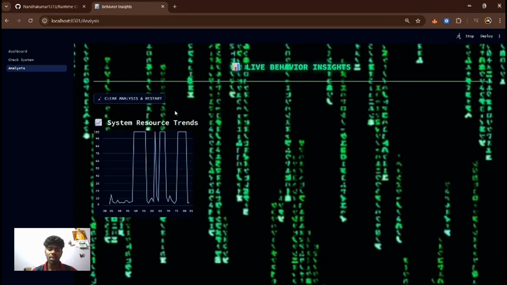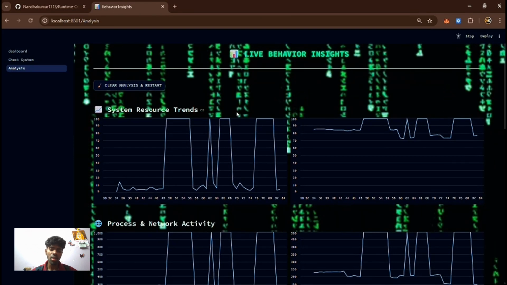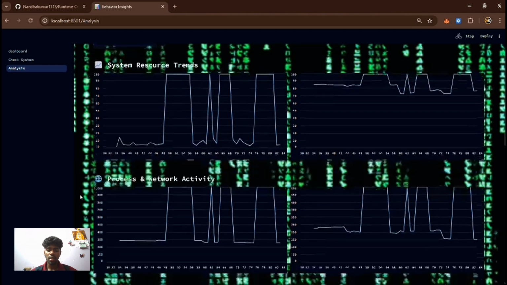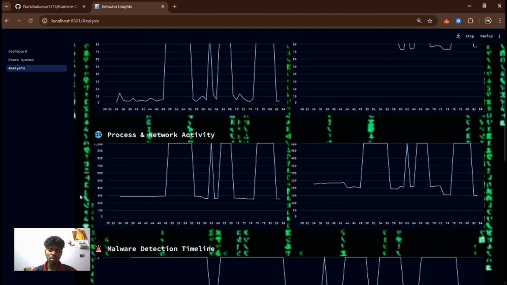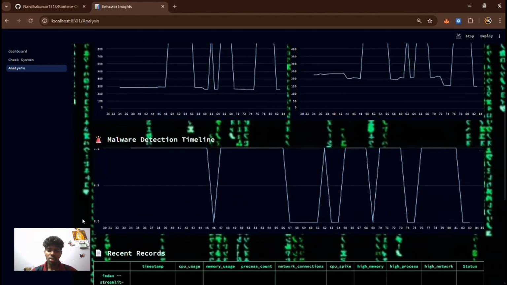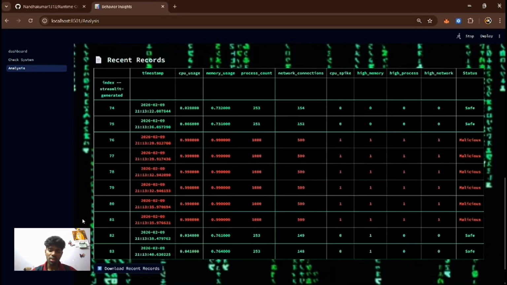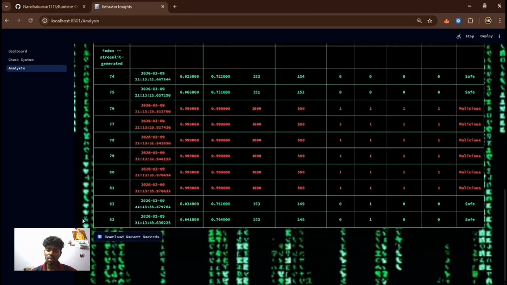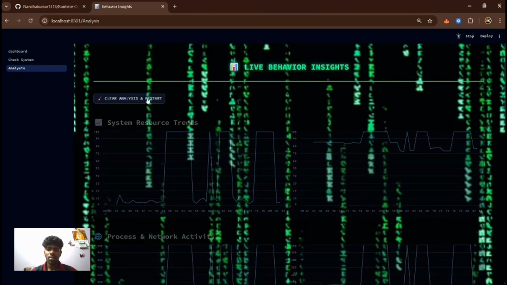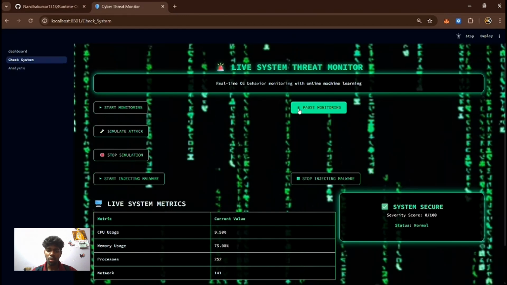Now analyze this page, where we can see how much of the attack has been analyzed, like where the spike has hit when the malware was used, and the network activities have been analyzed, and also we can see how the spike went up and down. The malware detection timeline is also shown, and from these log records we can see how a safe system looks, and when the malicious activity hits, how it goes. So this was the implementation part. After using it, we can click the stop monitoring button.